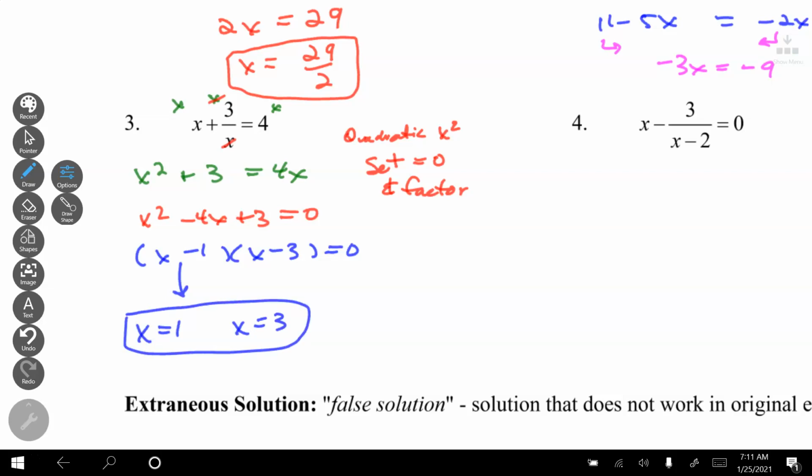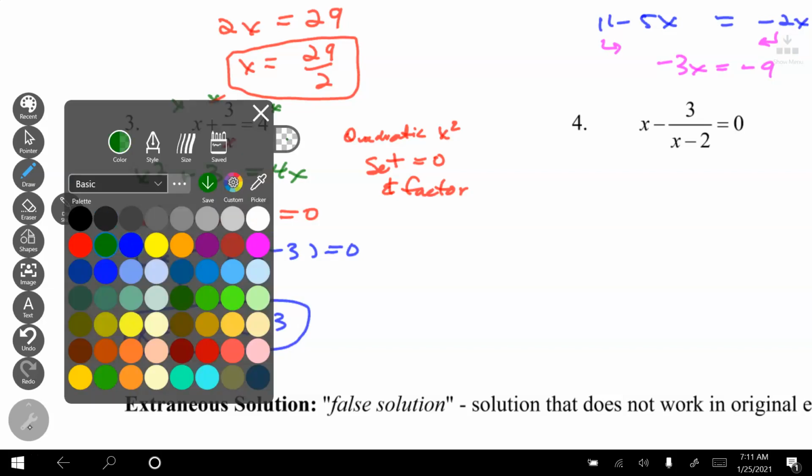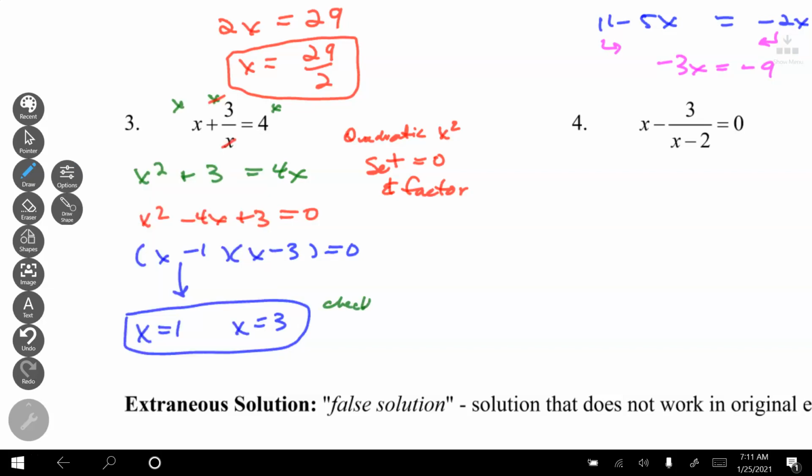These are my two solutions. I can check it by putting in the original equation. I put 1 in here. I got 1 plus 3 over 1. Does that equal 4? Absolutely. I could put 3 in here. 3 plus 3 over 3. Does that equal 4? Yes, it does.